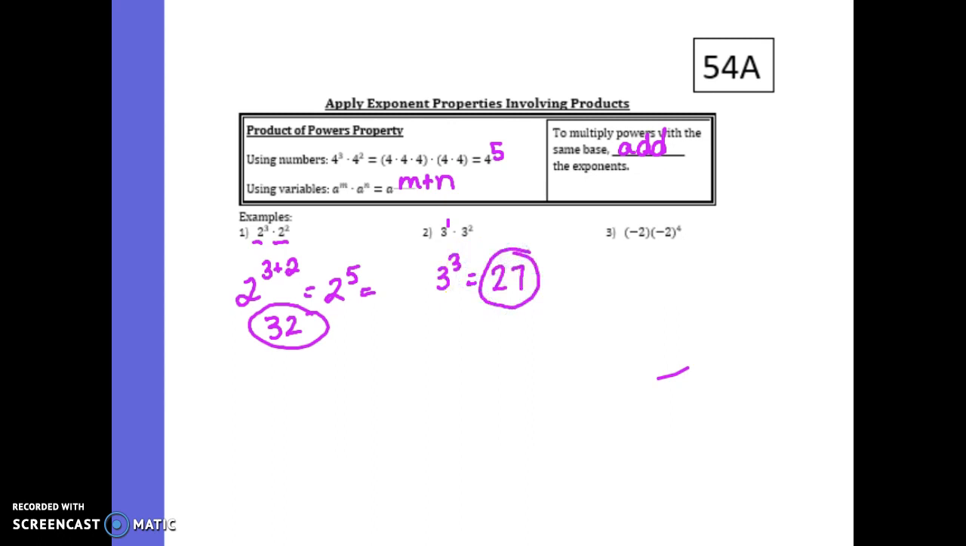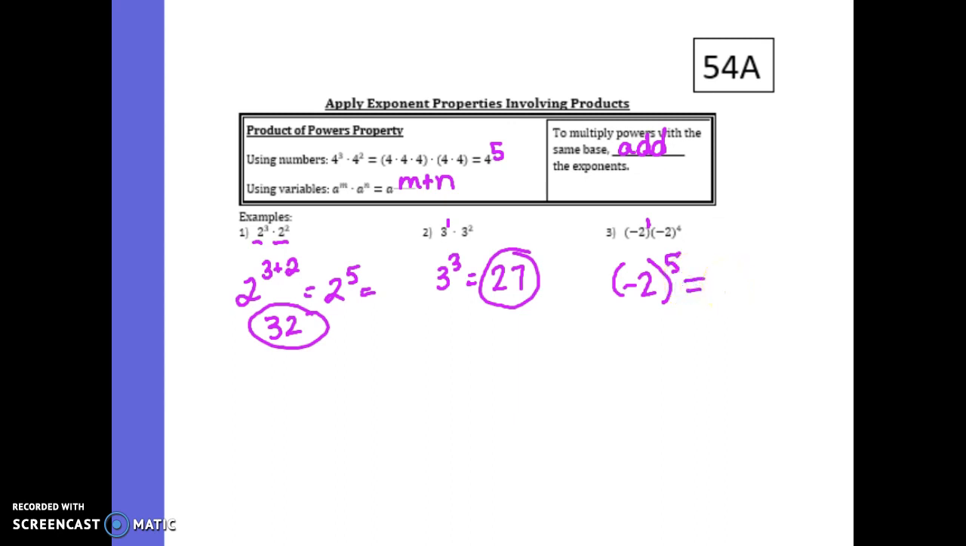Now we're going to be really careful with our parentheses. In this case, we've got negative 2 to the fourth power times negative 2, which is again to the first power. So this would be negative 2 to the fifth power.